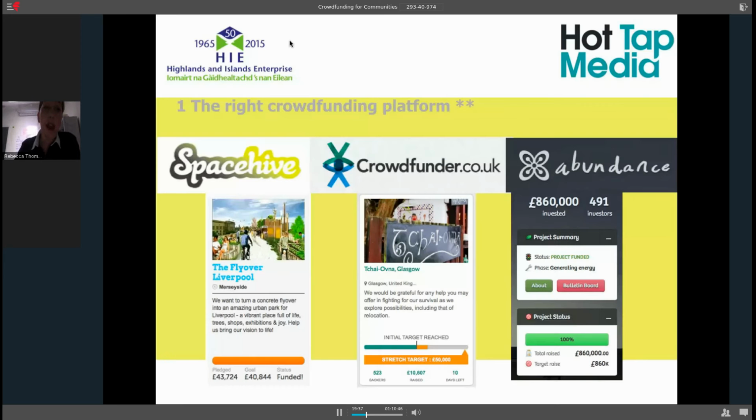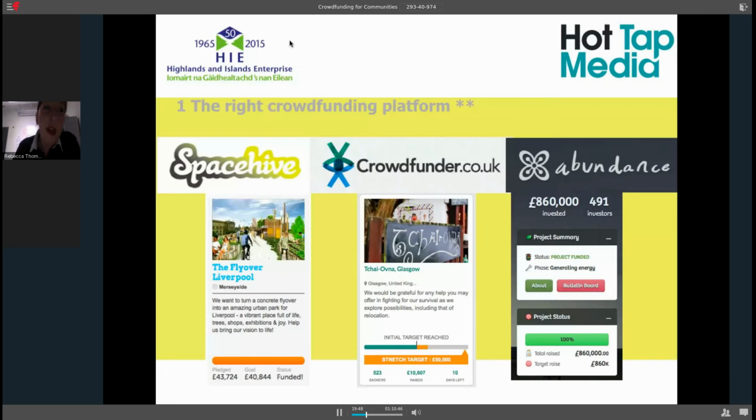Here are some other crowdfunding platforms that you can consider. Space Hive on the left is a really interesting one. It's based here in Scotland, over in Edinburgh, I think. And it's really based on a donation model of crowdfunding. So if you have a project which you think people will really want to donate money to, you can put it up on Space Hive and people can donate money with no return.